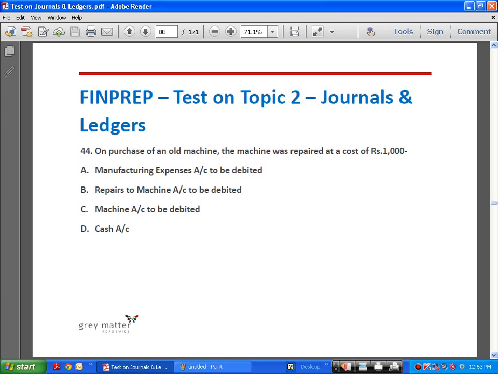So, we have to debit machinery with 1,000 rupees, and cash is going out. So, credit what goes out, because cash is a real account, and so the entry will be machinery account debit 1,000 rupees to cash.